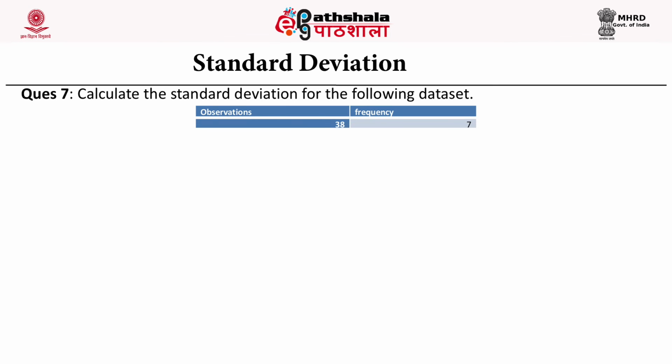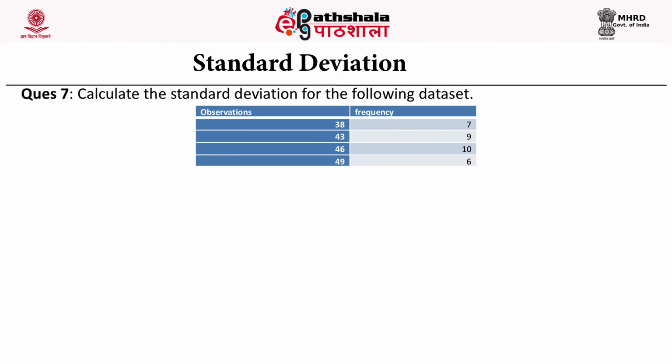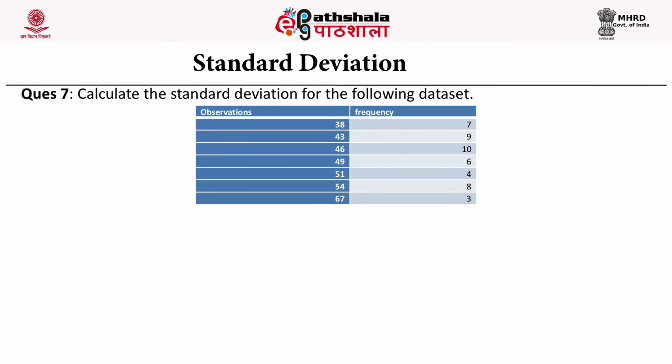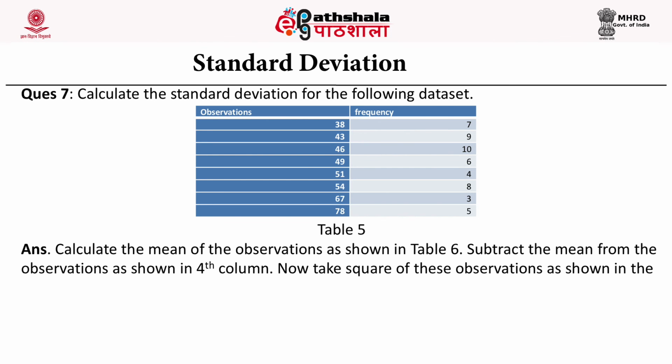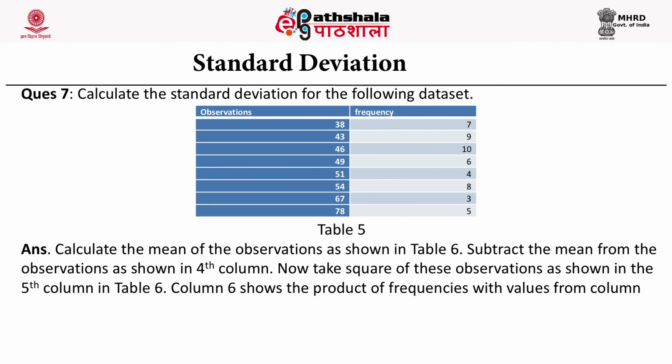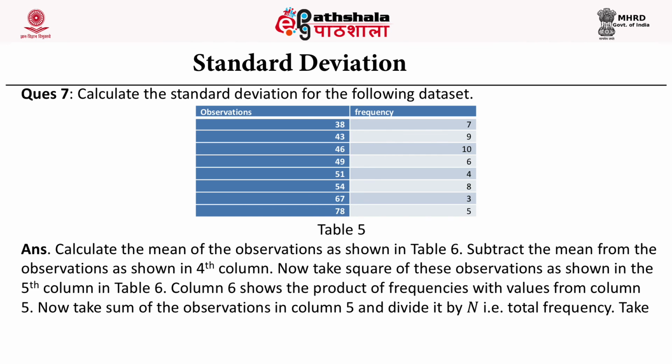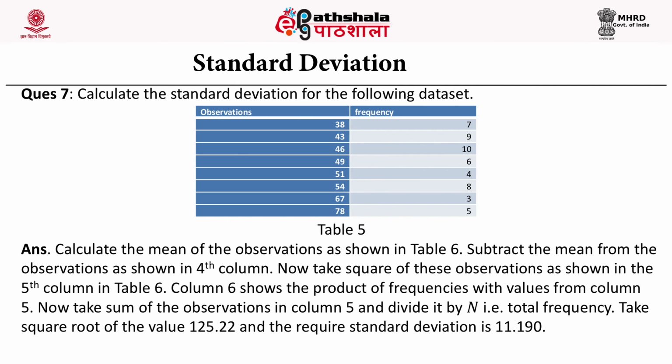Now calculate the standard deviation for the following data set. Here we have ungrouped frequency data, so we use the formula for evaluating standard deviation in this data set. Calculate the mean of the observations as shown in table 6 and subtract the mean from the observations as shown in the fourth column. Now take the square of these values as shown in the fifth column. Column 6 shows the product of frequencies with values from column 5. Now take the sum of column 6 and divide it by capital N, the total frequency. Take the square root of the value, that is 125.22, and the required standard deviation is 11.190.